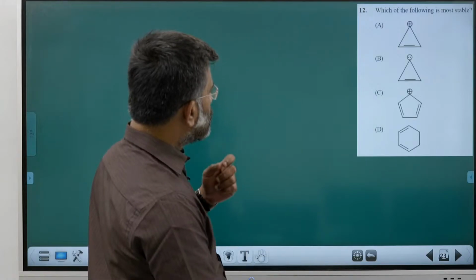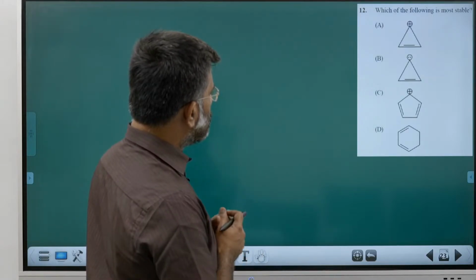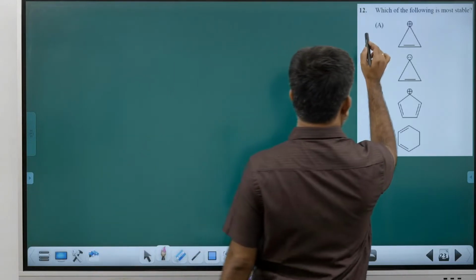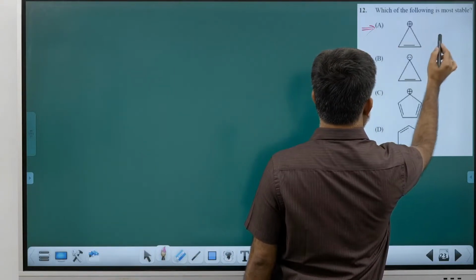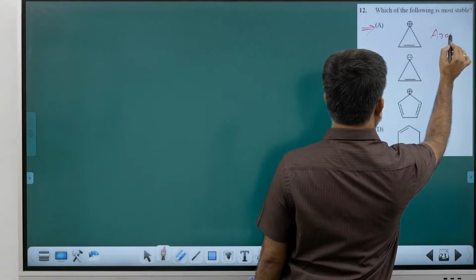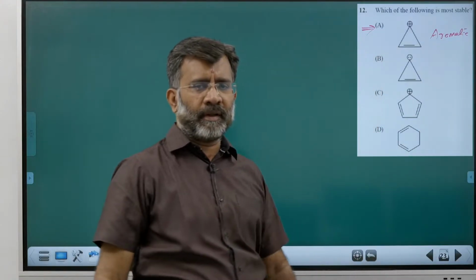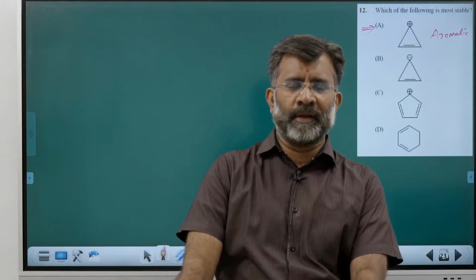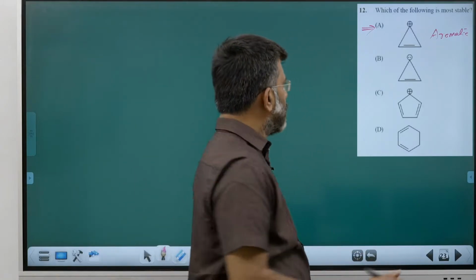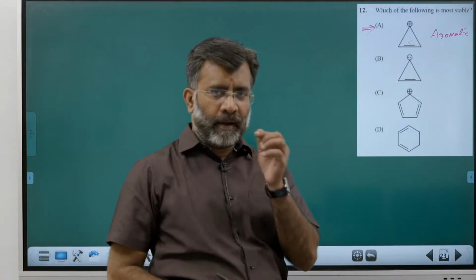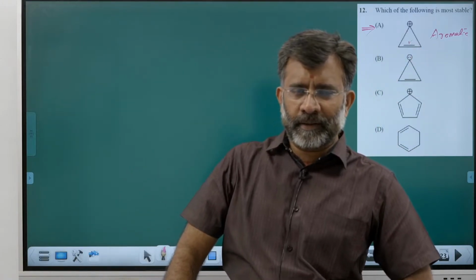Which is most stable? That is the question. No doubt, option A is most stable, as this is aromatic. It is aromatic and most stable, having 4n+2 pi electrons. There are 2 pi electrons. This has a 2 pi electron system following Huckel's rule, and it is aromatic and most stable.